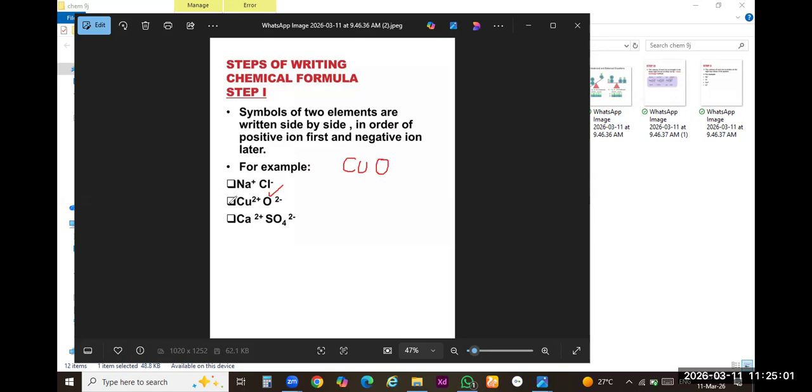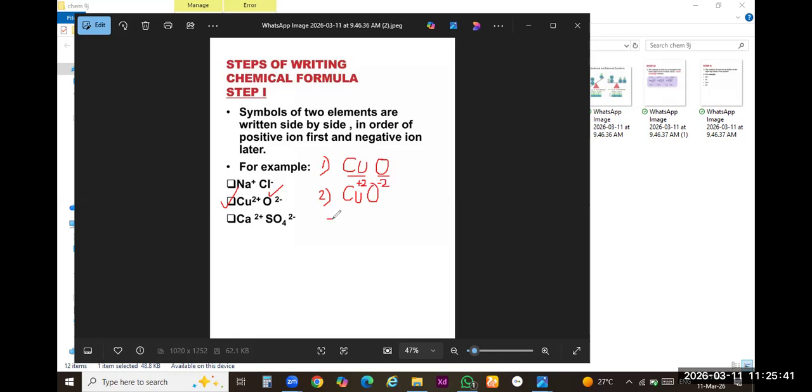Okay, in the first step, now we will discuss the second example, cuprous oxide. In the first step, you have to write down their symbols side by side. Done? In the second step, keep it in your mind. We will write the positive one first and the negative one later. Now write down their valencies. The valency of copper is +2 and the valency of oxygen is -2.